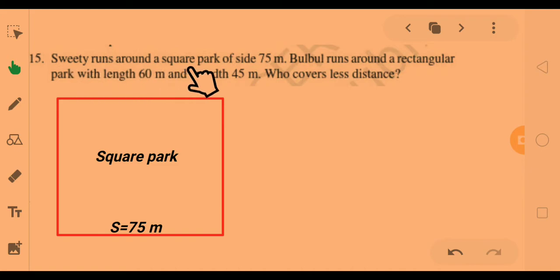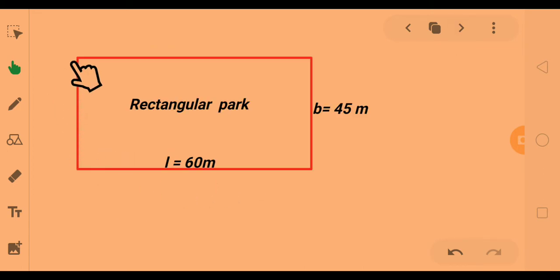Let us move on to the next word problem. Sweetie runs around a square park of side 75 meter. Bulbul runs around a rectangular park with length 60 meter and breadth 45 meter. Who covers less distance? In order to find who covers less distance, running around the park it is connected with the perimeter. So in order to find who runs less, we have to find the perimeter, the distance they run.